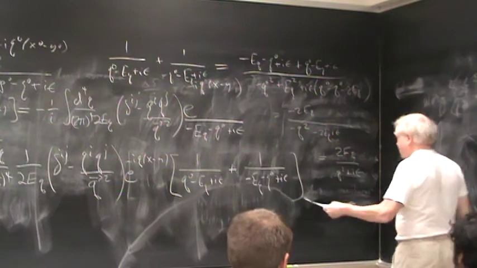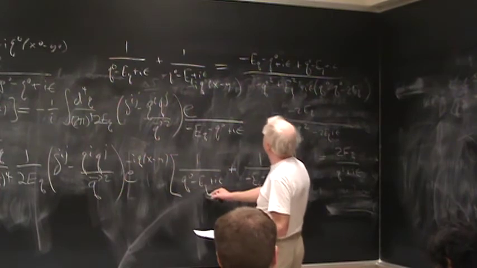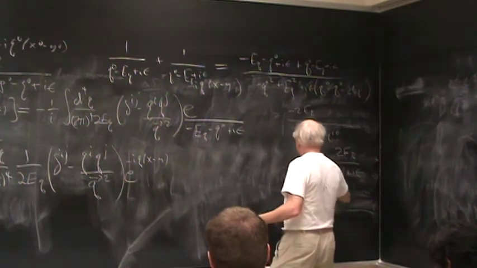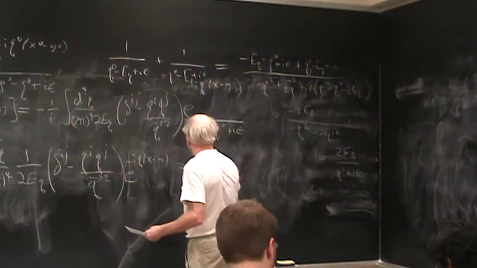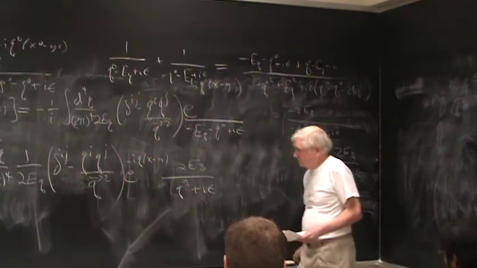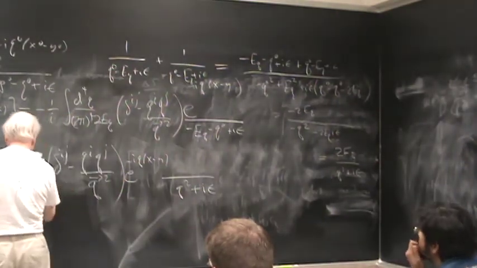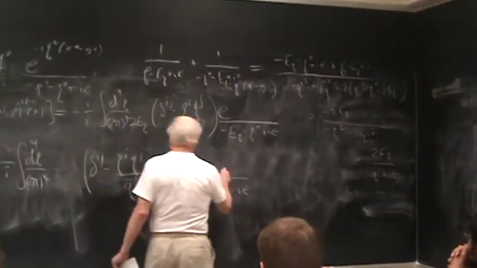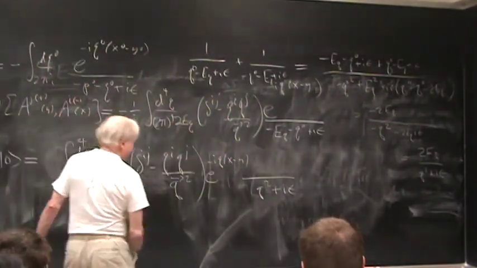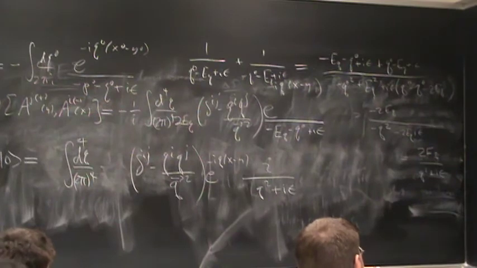So now this structure here, let me use the magic of an eraser to replace this square bracket by what we've got, which is 2EQ divided by Q squared plus I epsilon. Well, that's quite nice because the 2EQs cancel. And for that matter, minus 1 over I, we might as well just write as an I. Okay, so that's our expression.